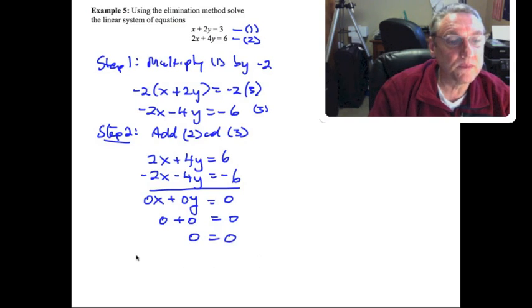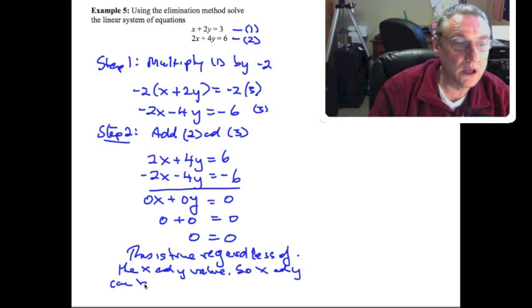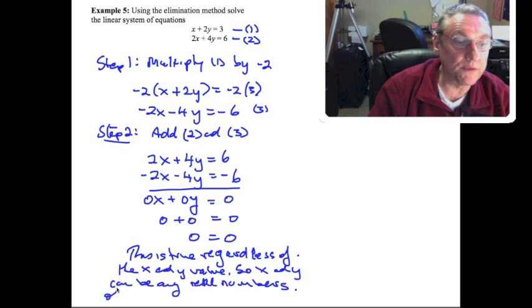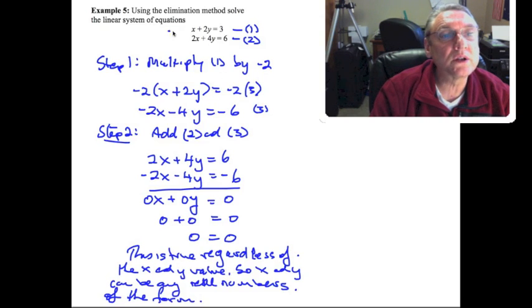Now when is that true? Right, this is true regardless of the x and y value. So x and y can be any real numbers. So what we have here, now we need to be careful what sort of form these will have.